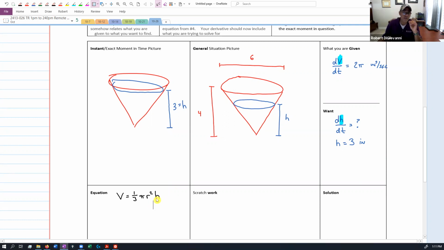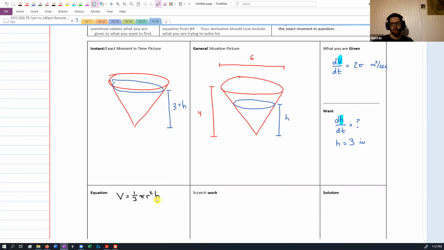So never replace a variable with a constant until after the implicit differentiation, unless that is constant throughout the whole problem, even while things are in motion. Understand? What about R? Yeah, so, okay, we've got an equation, right?